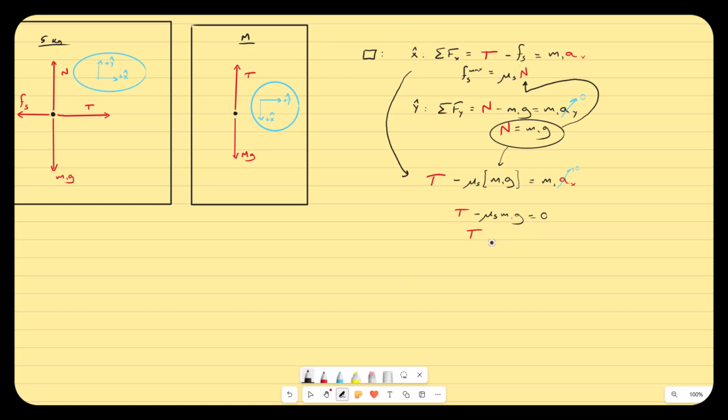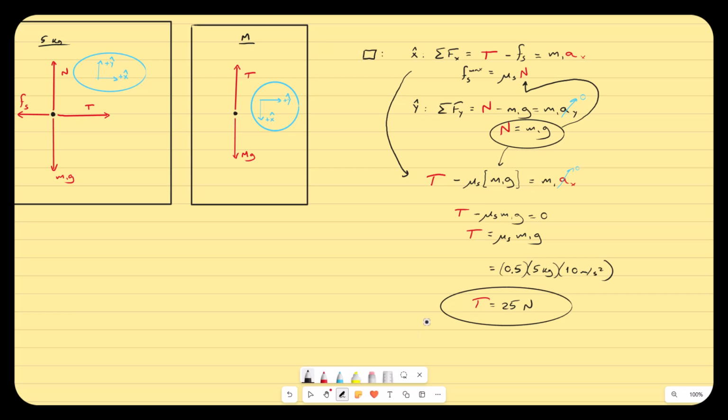Tension equals mu static m1g, and we can plug in some values. I had 0.5 times 5 kilograms times 10 meters per second squared. 5 times 10 is 50. Half of that is 25 newtons. I need 25 newtons of tension to be able to make this thing work.